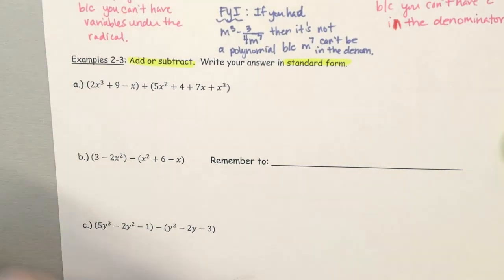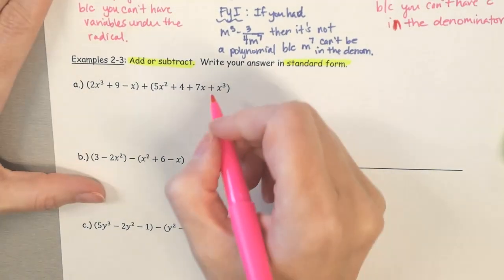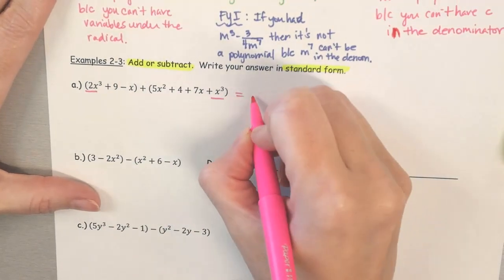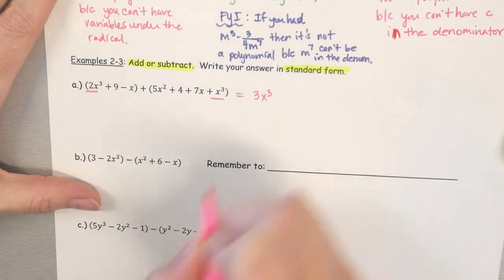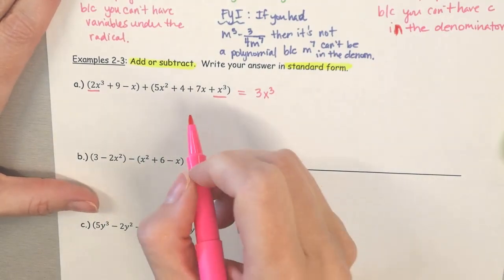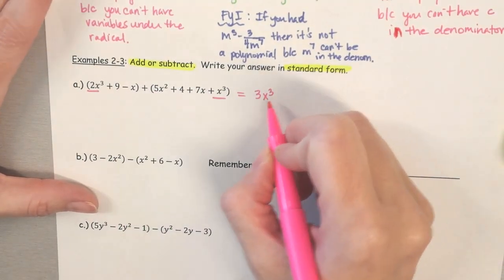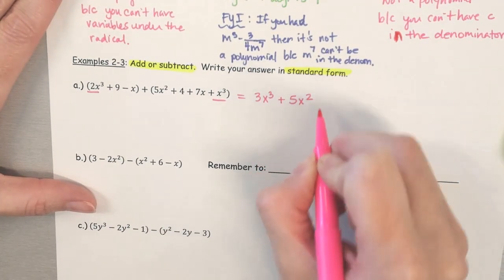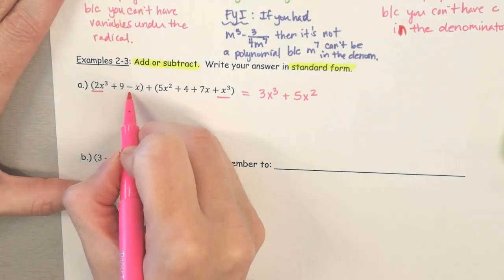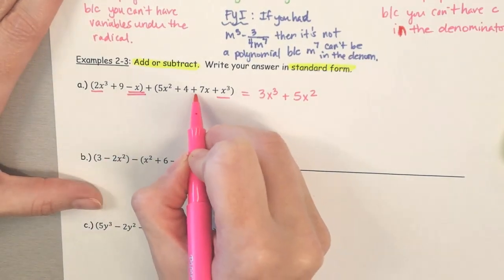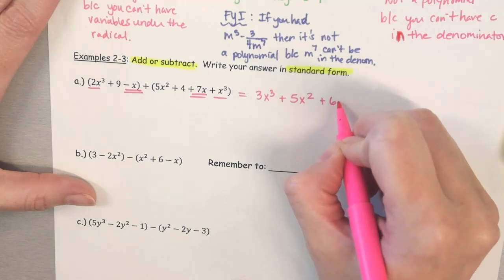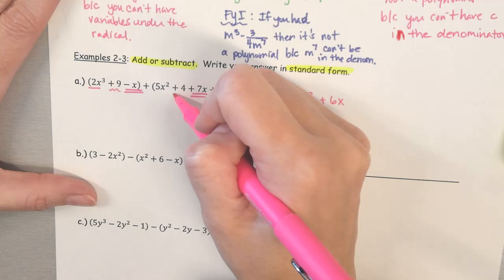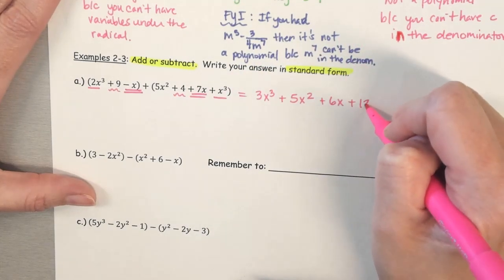Okay, so I like to use the grouping symbols. I feel like that just helps me. So when I'm underlining, I underline them the same, and then you're going to add the coefficients together. Okay, and then if you don't have anything to add it to, like 5x squared, that's the only one, so I'm going to keep that. And then you have the negative x and the 7x, which will produce 6x. And then your number is 9 and 4, which is going to give you 13.